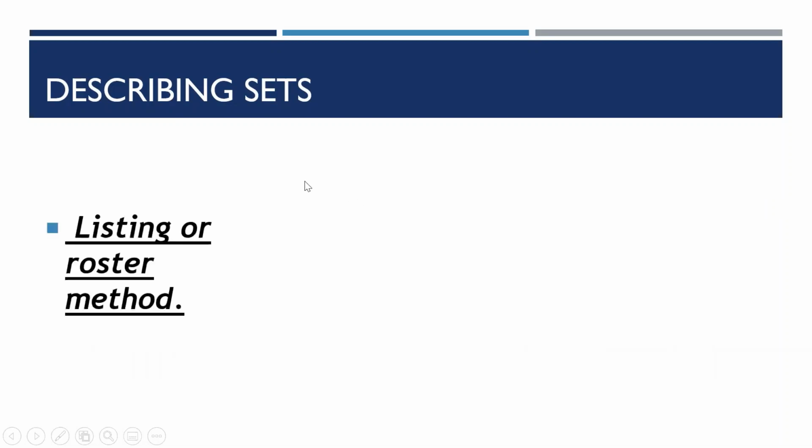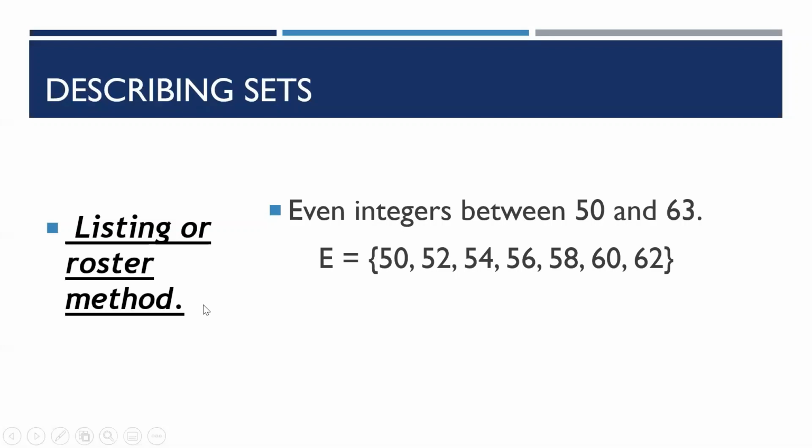Now let's discuss the different ways on how to describe sets. One way of describing a set is by listing, or what we call the roster method. The set can be defined by listing all its elements, separated by commas, and enclosed within braces. Example, even integers between 50 and 63. We can write this as A is the set of 50, 52, 54, 56, 58, 60, and 62.